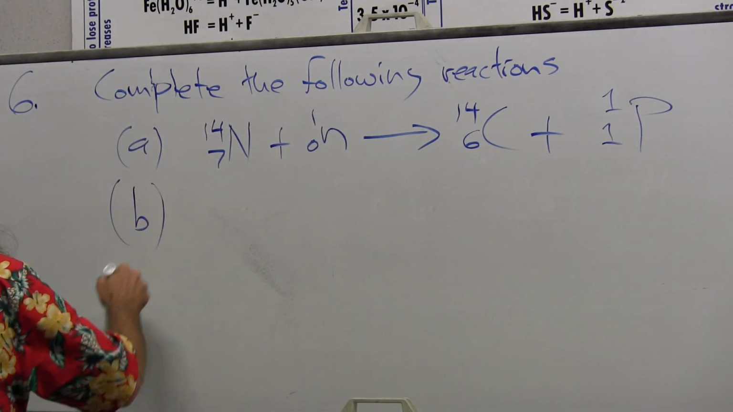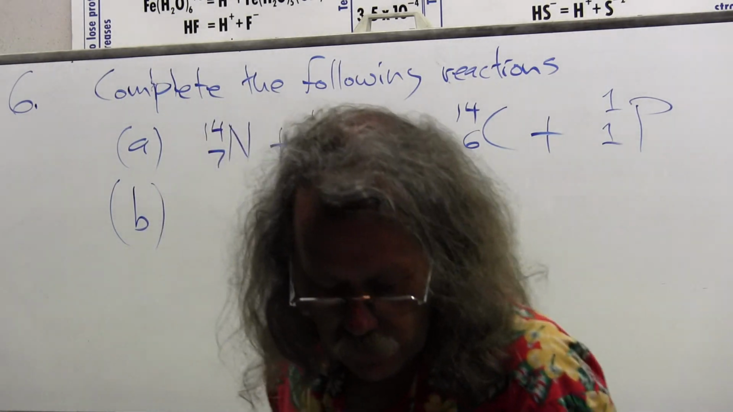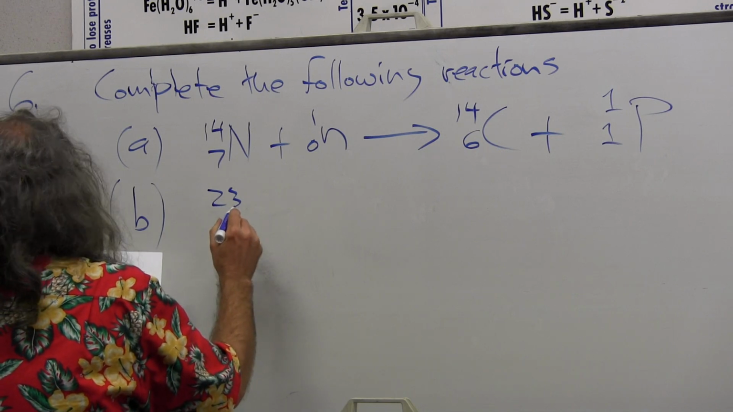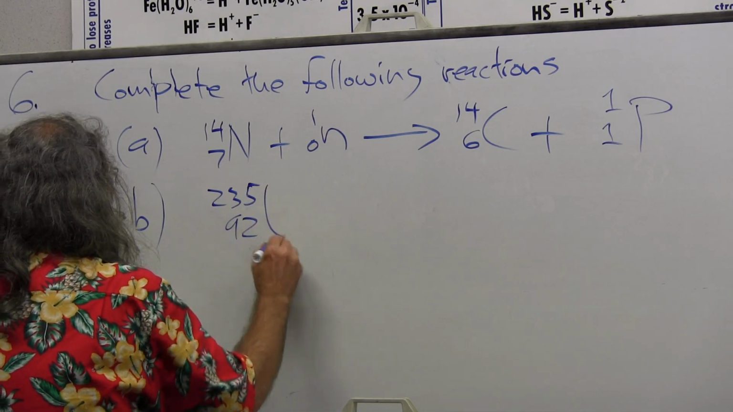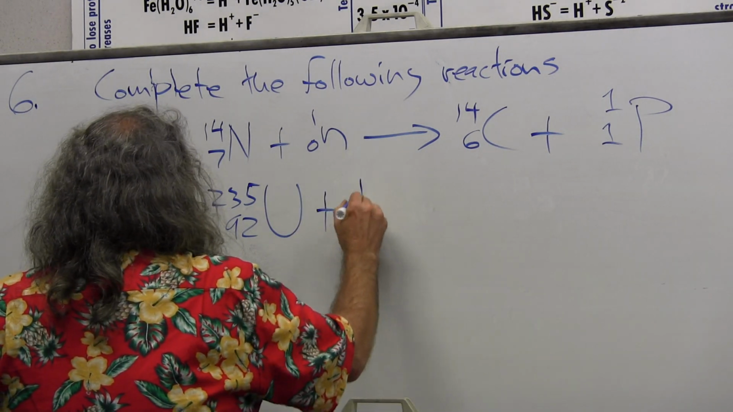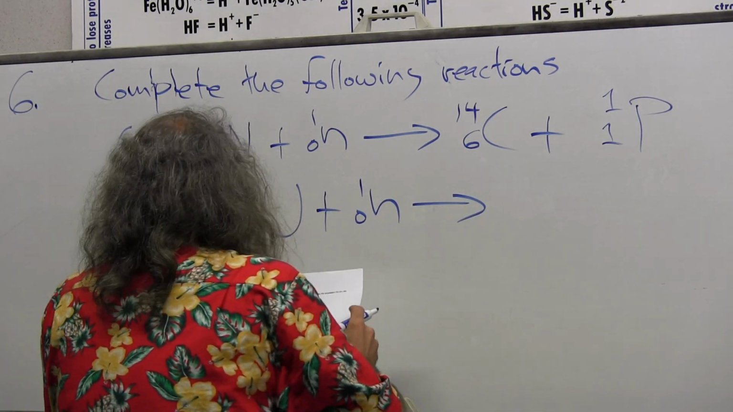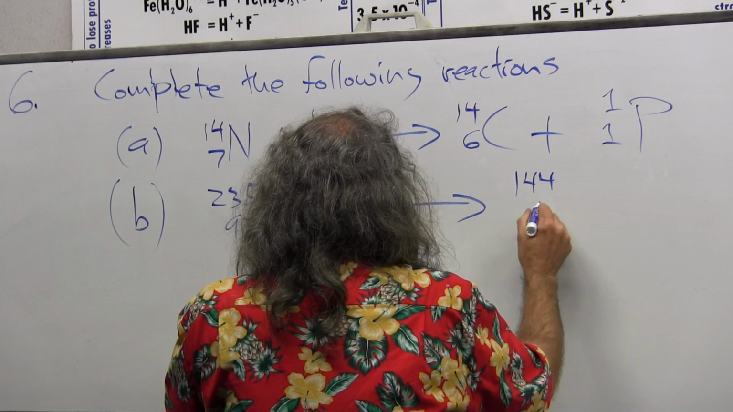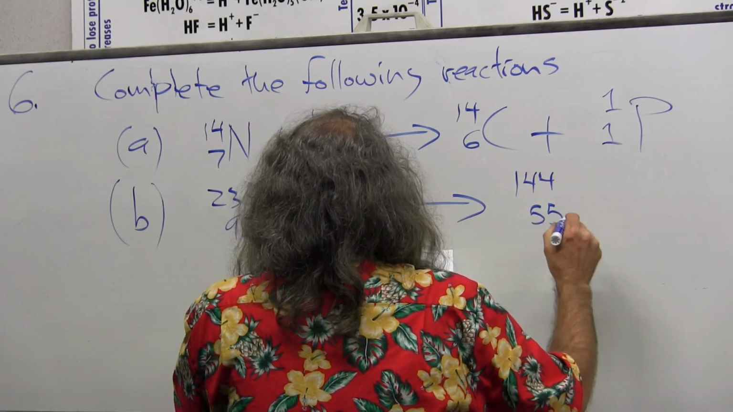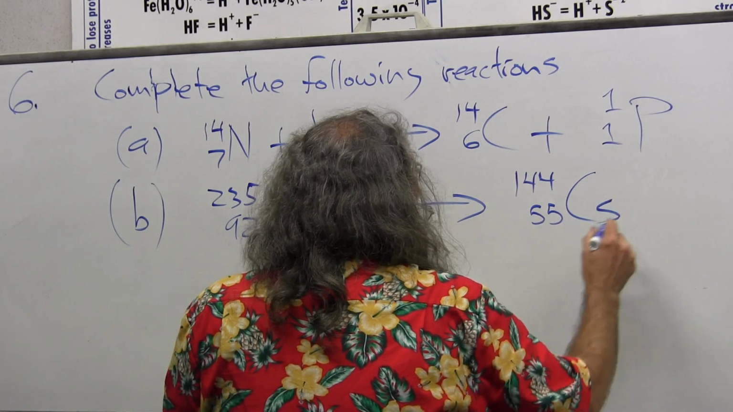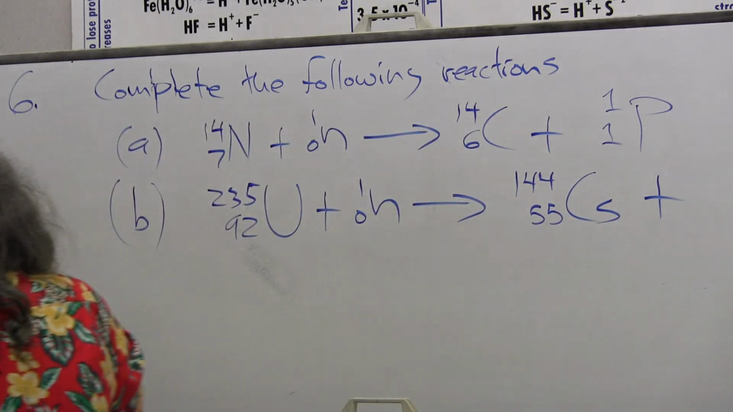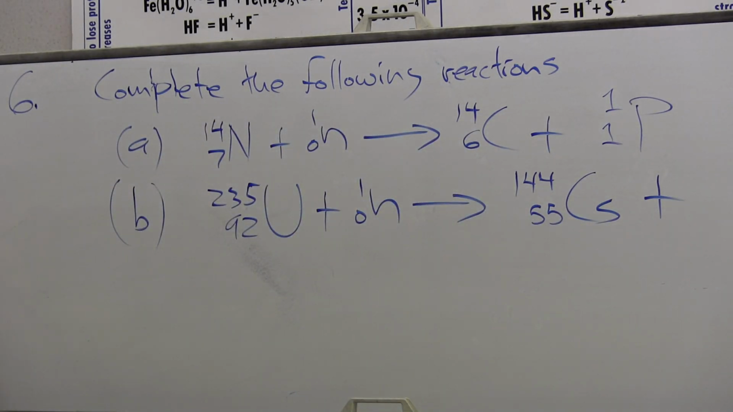So B, let's see if I can do this one without screwing it up. U-235. So uranium plus a neutron. I bombard it, and it's going to fizz apart. One of the fission products is cesium-144, plus, and now this is 236, so 236 minus 144. Is it 92?